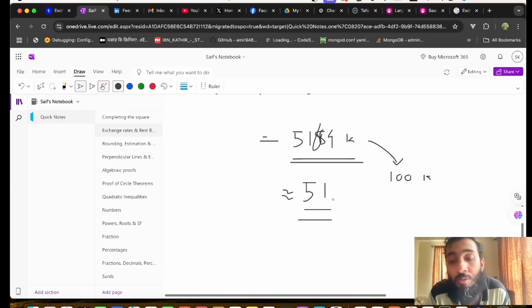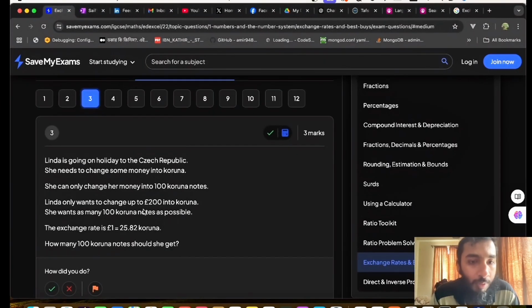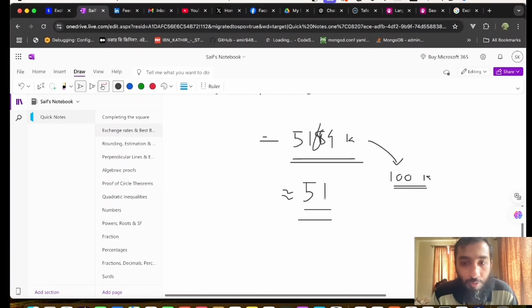51 number of 100 koruna notes she should get in order to fulfill the 200 pound or 5,164 koruna requirement. So this is what was required. How many 100 koruna notes should she get? So around 51 100 koruna notes.